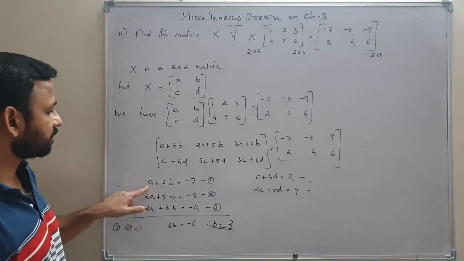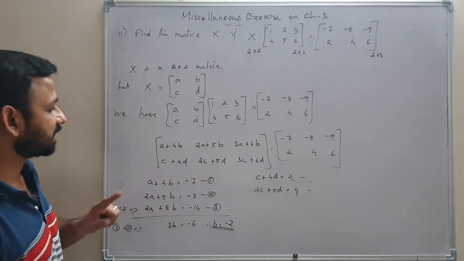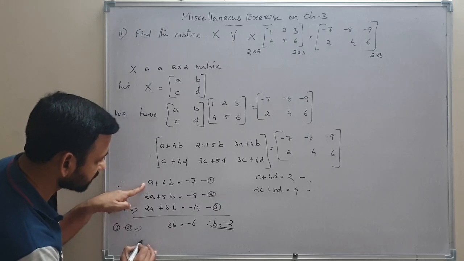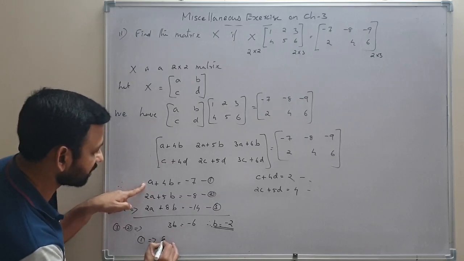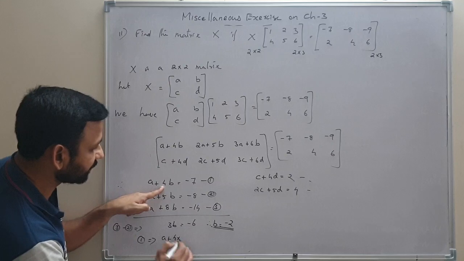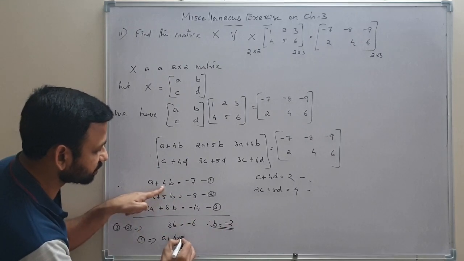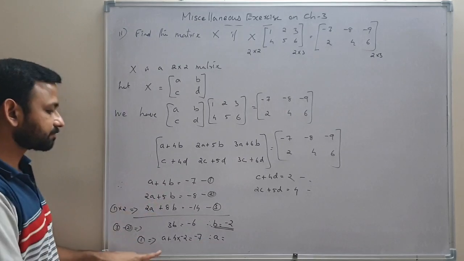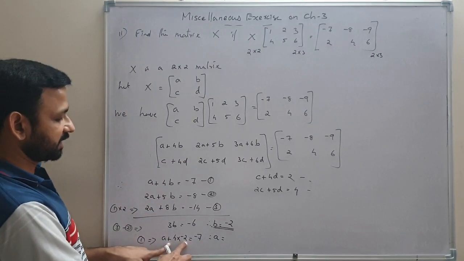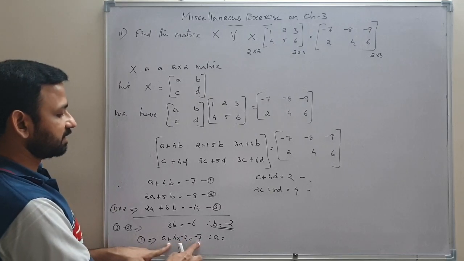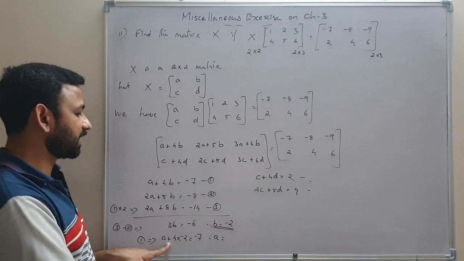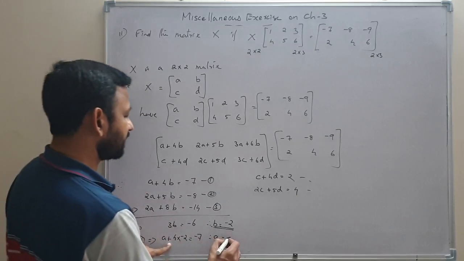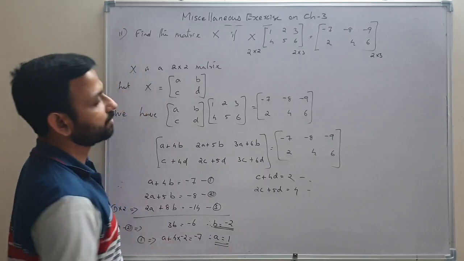And we can find the value of A from equation number 1 by replacing B equal to minus 2. So equation 1 implies A plus 4 into minus 2 equal to minus 7. Therefore, A is equal to minus 7, when we take minus 8 from left to right, minus 7 plus 8, that is A is equal to 1. So we got A is equal to 1.